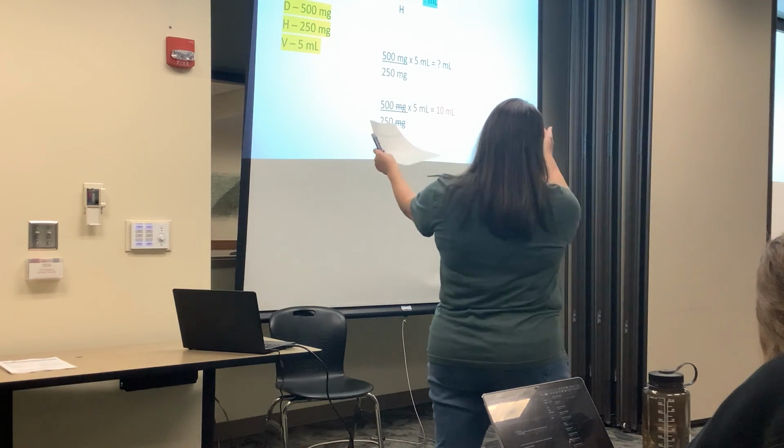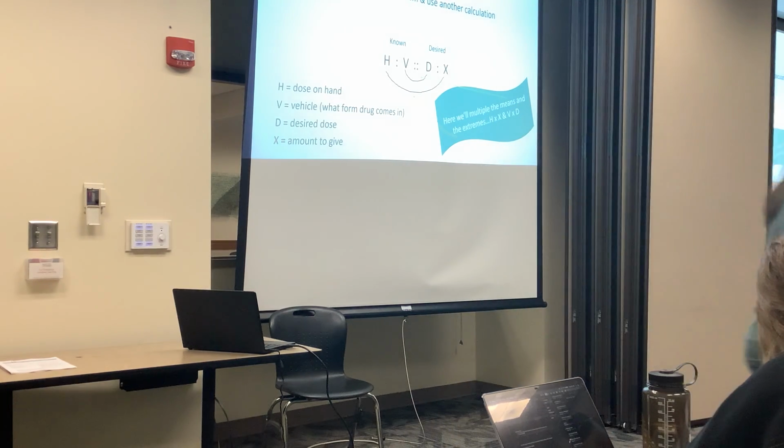Here is just working through the math. This is ratio proportion. So what's your H? Remember, your H is what you have. It's still the same problem. What's your H? 250? What's your V? 5 mLs. What's your dose on hand? What's your desired dose? 500.